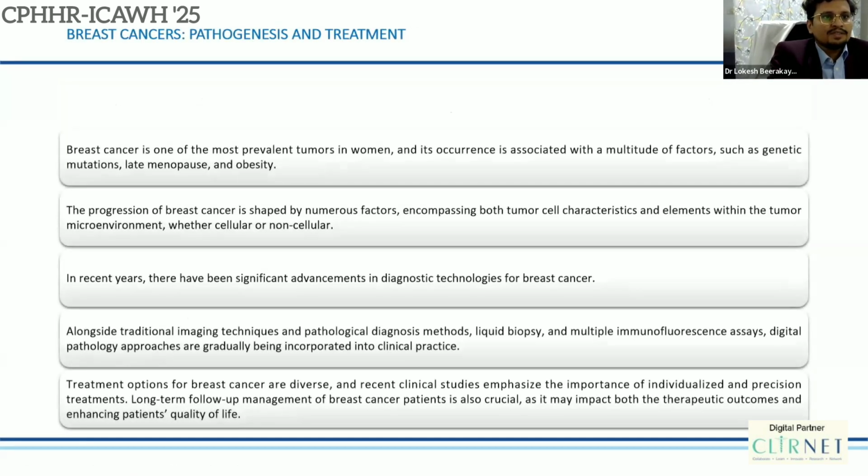So as we all know, regarding pathogenesis and treatment, breast cancer is one of the most prevalent tumors in women, and its occurrence is associated with a multitude of factors such as genetic mutations, late menopause, and obesity. And also there are numerous factors which tend to change the progression of breast cancer. So we have to keep in mind both the tumor cell characteristics and the elements within the tumor microenvironment, whether cellular or non-cellular. In recent years, there have been significant advancements in the diagnostic technology for breast cancers. So this we all know.